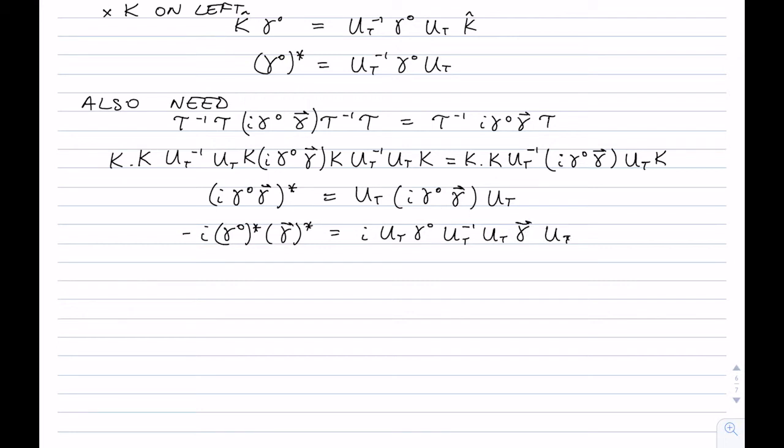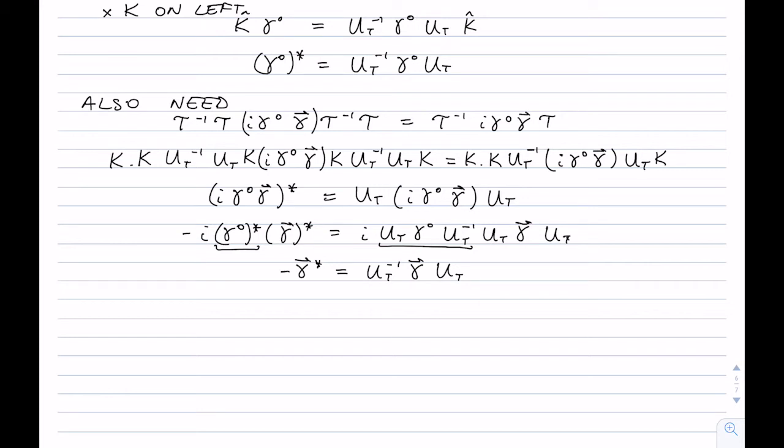Yeah, and now I can use my equation that I determined before, which is that gamma naught star equals ut to the minus 1 gamma naught ut. So this part here and this part here actually cancel each other, and I can divide both sides by I as well, and so I get minus gamma star is equal to ut to the minus 1 gamma ut. Okay, and so that's the other requirement that I have. So I need some ut which transforms gamma naught to gamma naught star and gamma to minus gamma star.